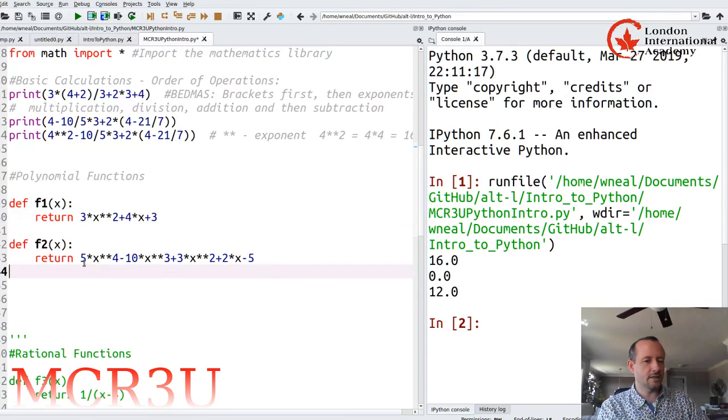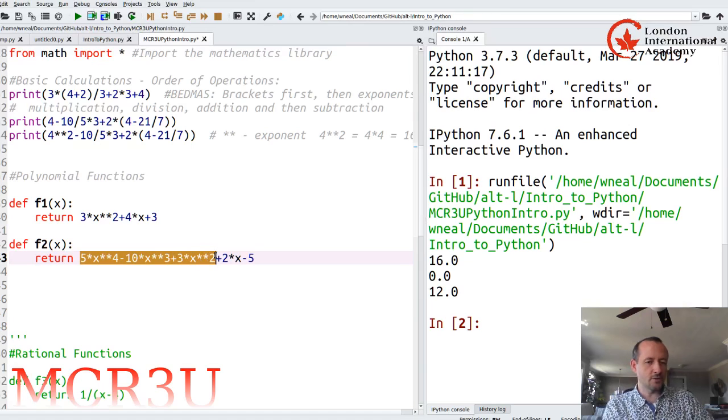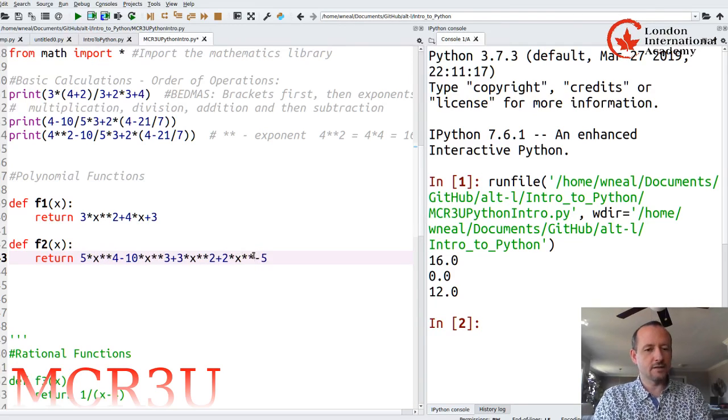And this one is 5 times x to the exponent 4 minus 10x to the exponent 3 plus 3x to the exponent 2 plus 2x to the exponent 1 minus 5x to the exponent 0. In fact, I could do this to the exponent 1 and times x to the exponent 0, just to keep the pattern good. I don't have to put this in. X to the exponent 0 is just 1, and x to the exponent 1 is just x.